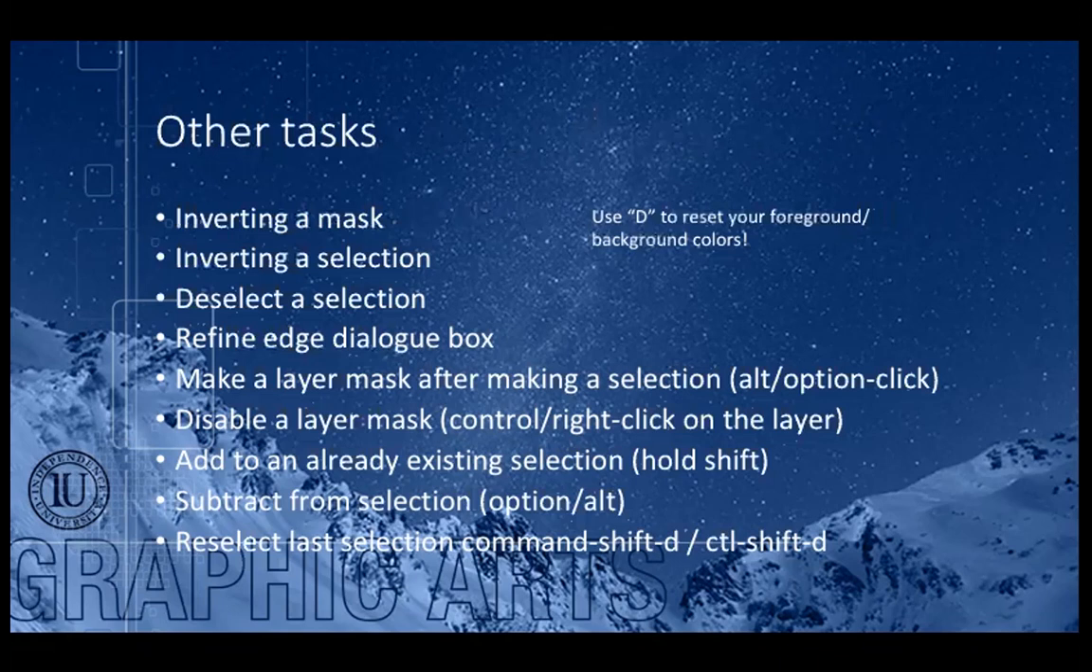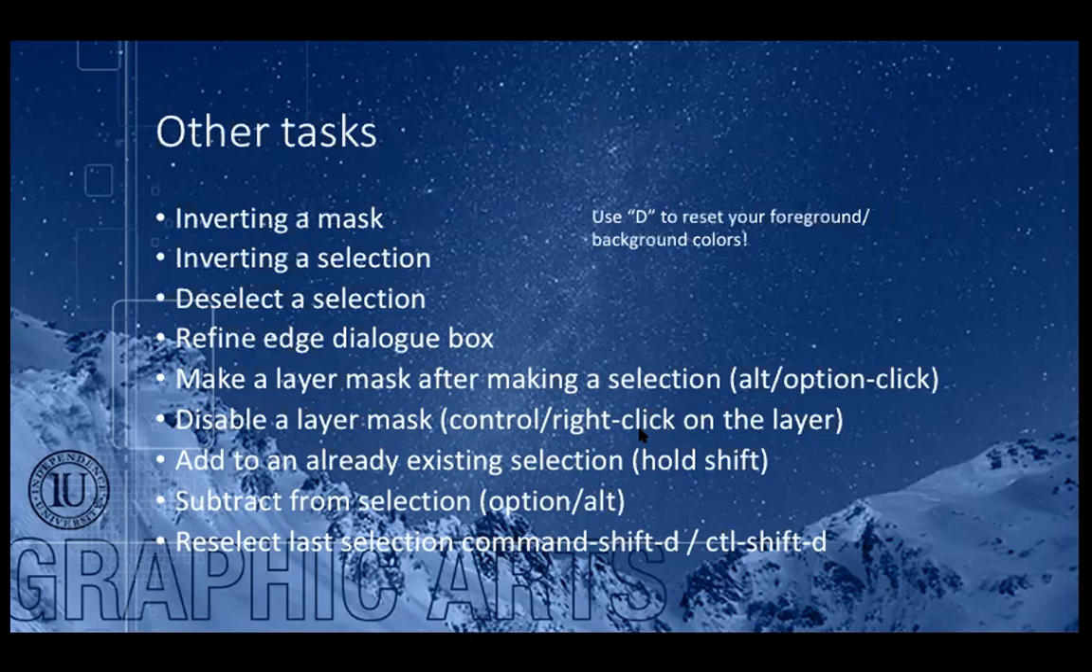Inverting a selection, deselect a selection, refine edge dialog box. We looked at that yesterday, playing around with the feather to get a more refined edge on, say, more intricate and detailed edges. How to make a layer mask after making a selection: Alt-Option-Click. Shortcut key, disable a layer mask: you can do Control right-click on the layer. And I think the video that we saw yesterday explained that too.